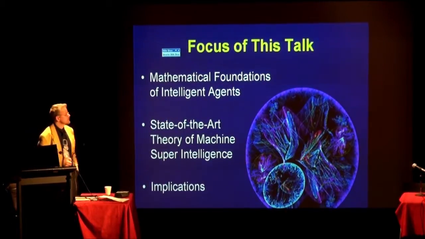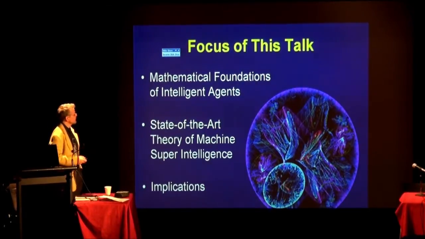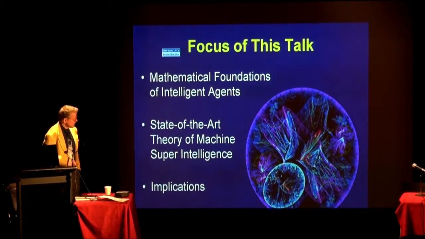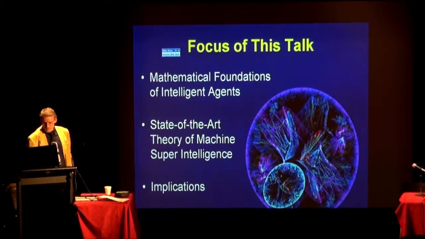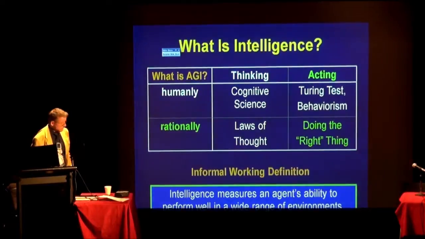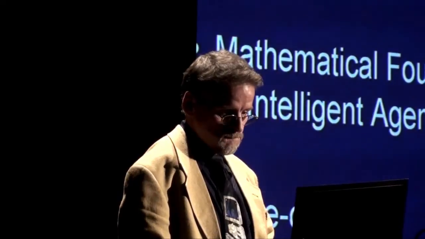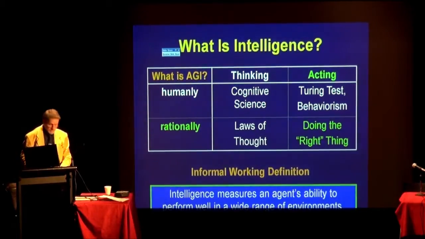Okay, so the focus of this talk is about the mathematical foundations of intelligent agents, the state-of-the-art theory of machine superintelligence, and then some implications. And these slides are cut off at the bottom, which is at the moment not dangerous, but now it becomes bad. It's still readable. Okay, let's see how far I can get.